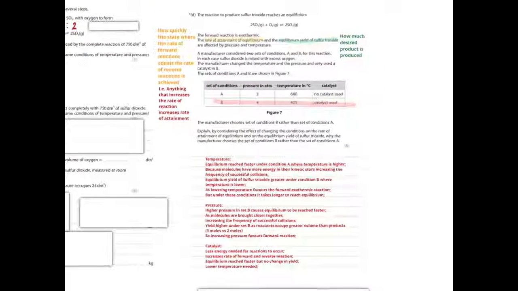Take your time to examine and analyse this question because it does require a lot of thought and thinking. It's a tough question.